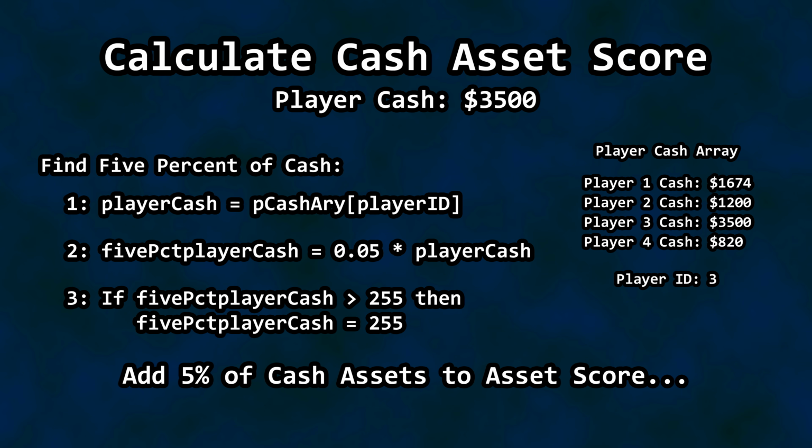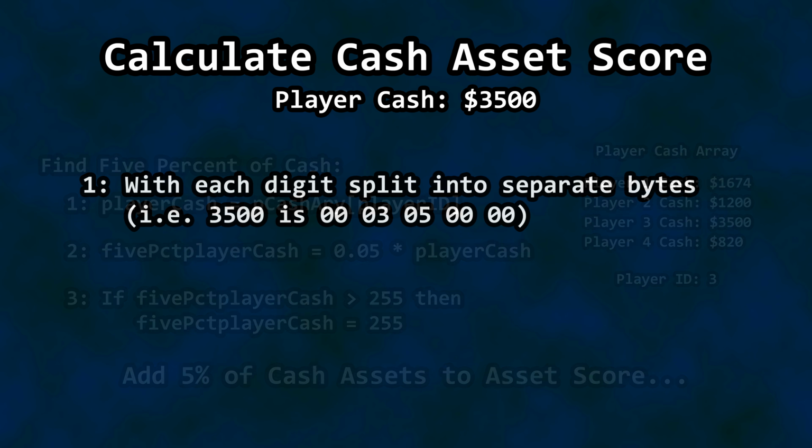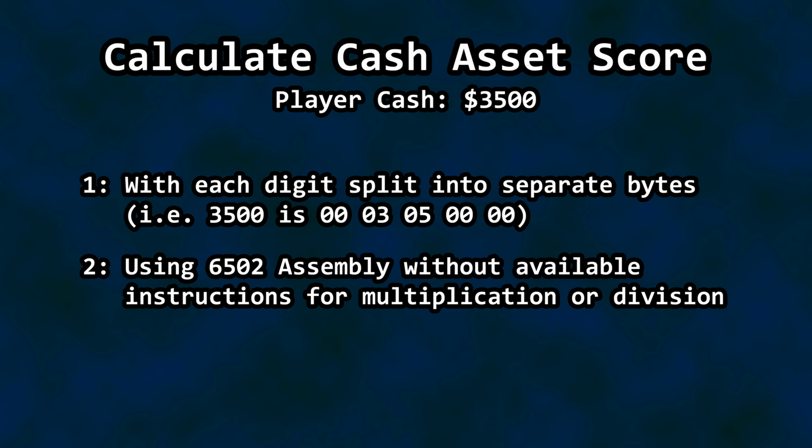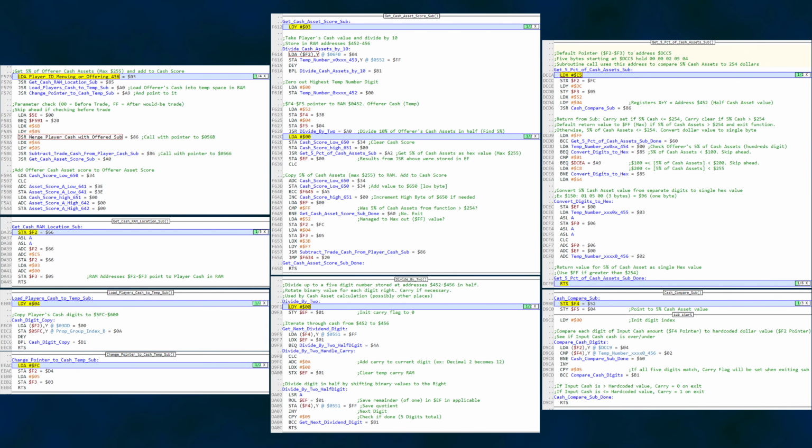But what if you wanted 5% of a given player's cash score, with the player's cash value having each digit split across multiple bytes, and needed to perform the operation using 6502 assembly without any multiplication or division operations available? It would maybe take this much code. We won't do a detailed walkthrough, but here's the overview.